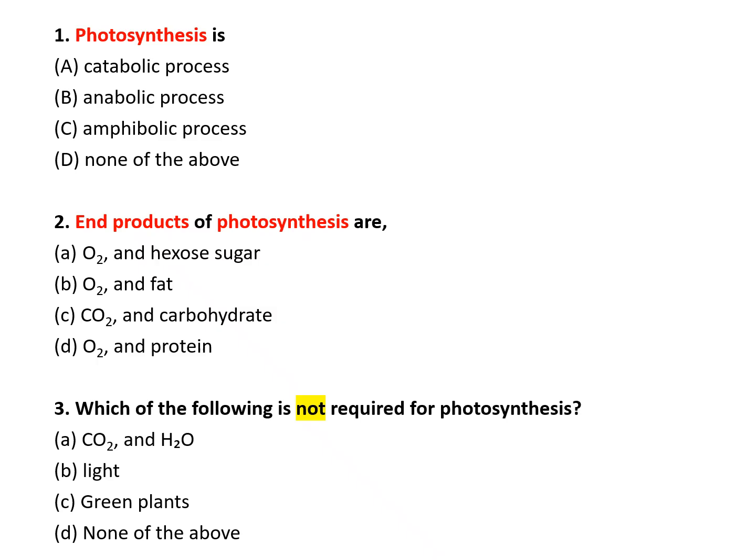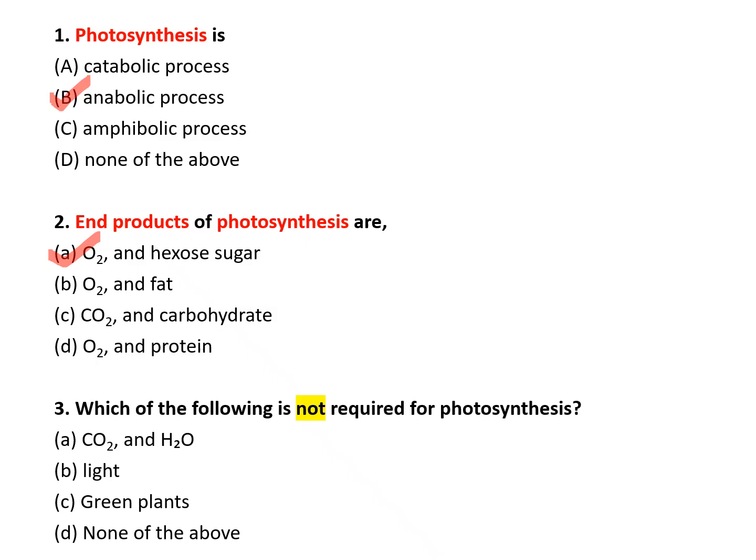Question number 1. Photosynthesis is option A catabolic process, option B anabolic process, option C amphibolic process, option D none of the above. The correct answer is option B anabolic process. The next question number 2. End product of photosynthesis are option A oxygen and hexose sugar, option B oxygen and fat, option C carbon dioxide and carbohydrate, option D oxygen and protein. The correct answer is option A oxygen and hexose sugar.